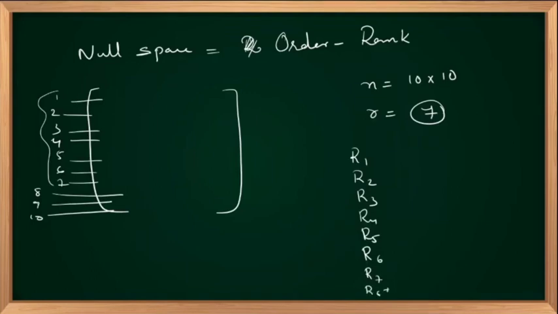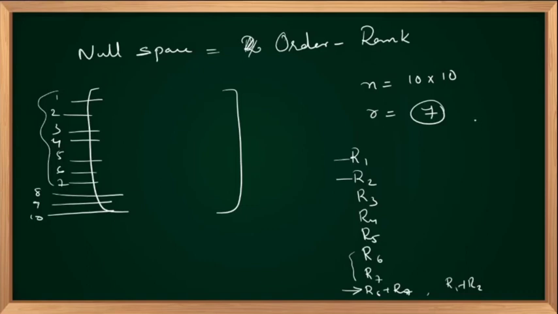I'll write R6 plus R7. What does that mean? That means that this row is independent of the first 2. I mean 6 and 7. Similarly, if I write R9 as R1 plus R2, that means that row is dependent on the first and second. So rank 7 means there are 7 linearly independent rows and 3 rows are dependent.